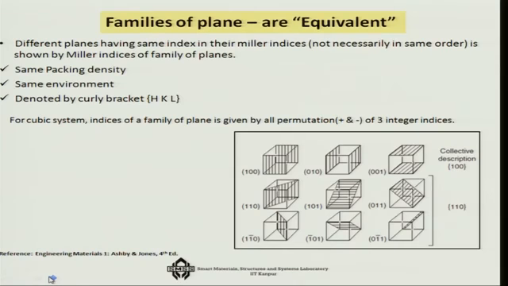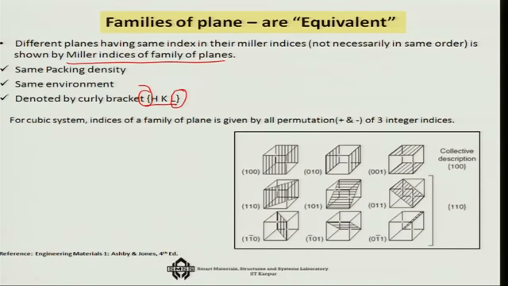Now, there are families of planes which are actually equivalent. So, different planes having the same indices in their Miller indices, of course, not necessarily in the same order, are shown by the family of planes. That means, you use a curly bracket. You use the curly brackets, and essentially they indicate planes which may have the same packing density or the same environment. Say for example, if you look at all the edges of the cubic crystal structure.